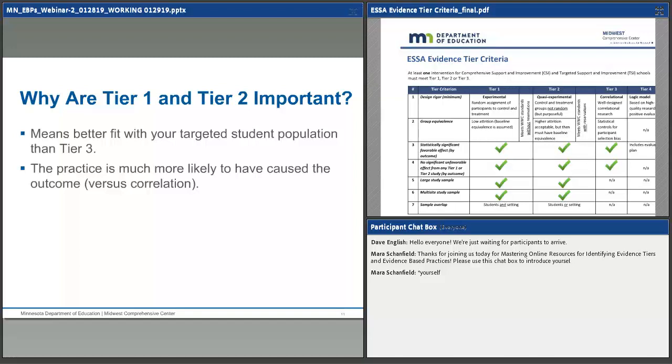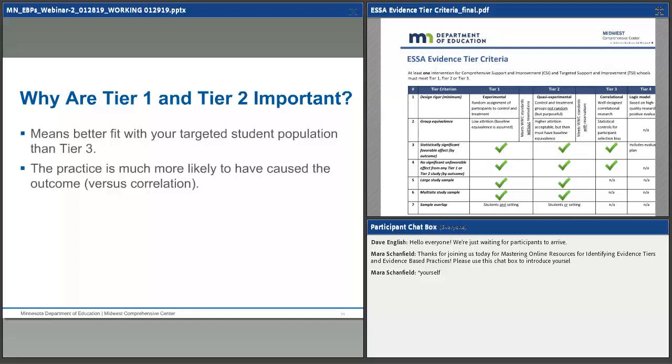The main reasons are that they embed requirements and criteria that have to do with the fit of the practice with your targeted student population, right? Certainly you wouldn't assume that a practice that works in urban schools is going to work in rural schools as well, right? And certainly you wouldn't assume that a practice that works for non-English learners works for English learners, right? And yet Tier 3 doesn't address that. So Tier 1 and Tier 2 are where you're going to see better alignment between those types of issues.